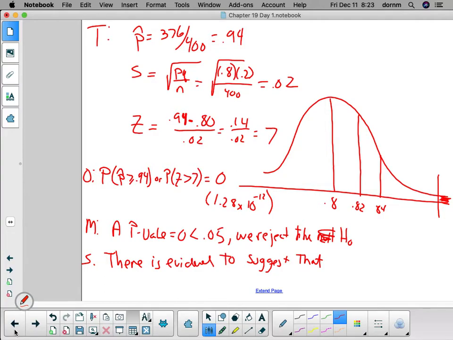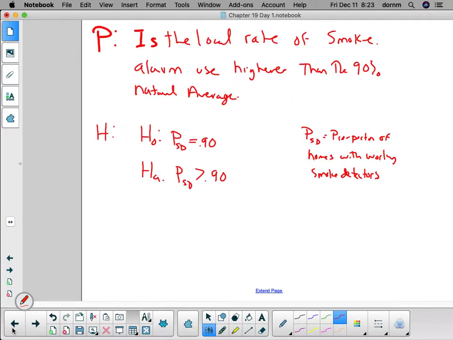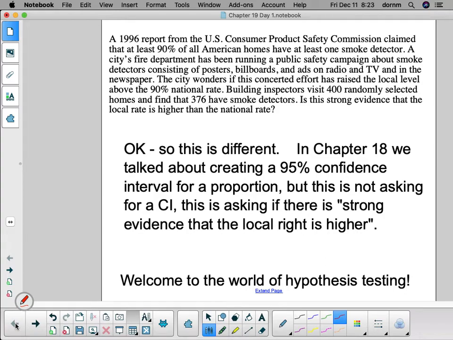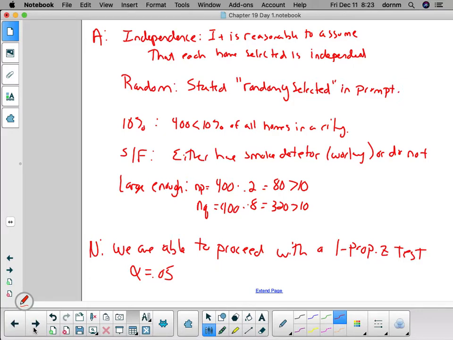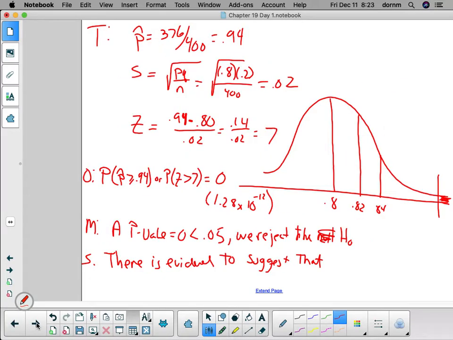And what is it we're trying to suggest? Go back to the original question. Use the language directly from the prompt. That the local rate is higher than the national rate. And maybe I'm giving a little more context: that the local rate of working smoke detectors is higher than the national rate.